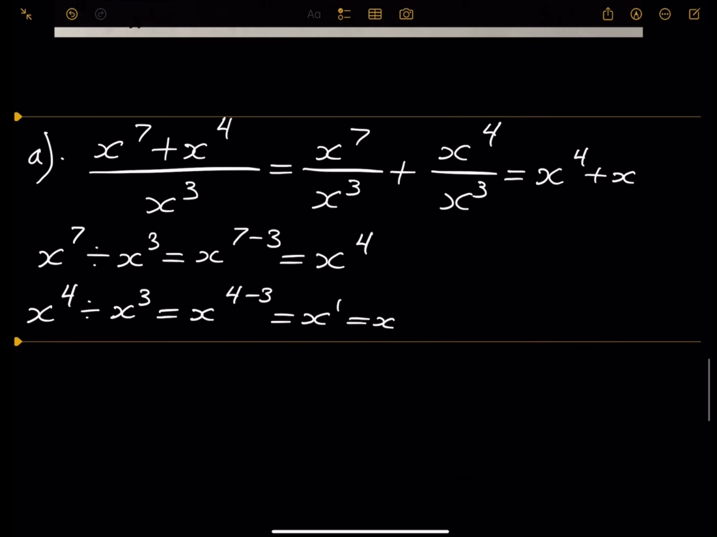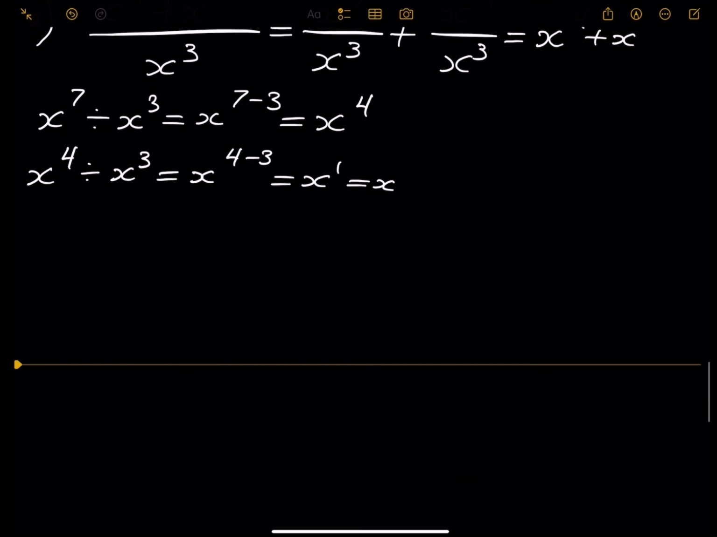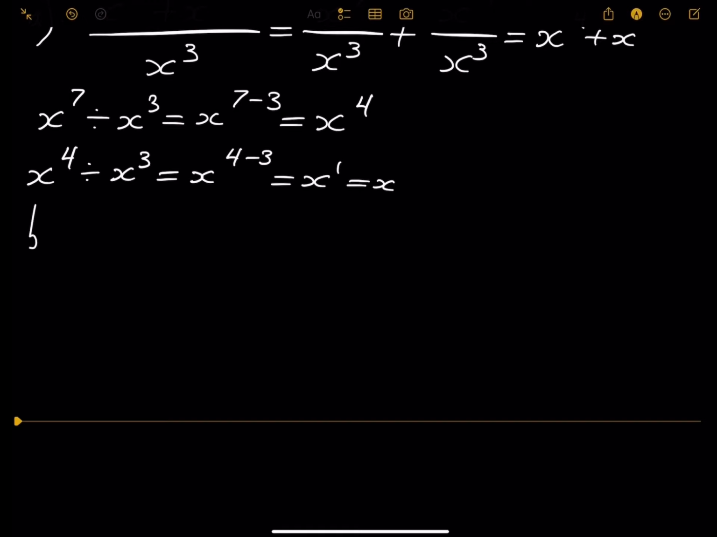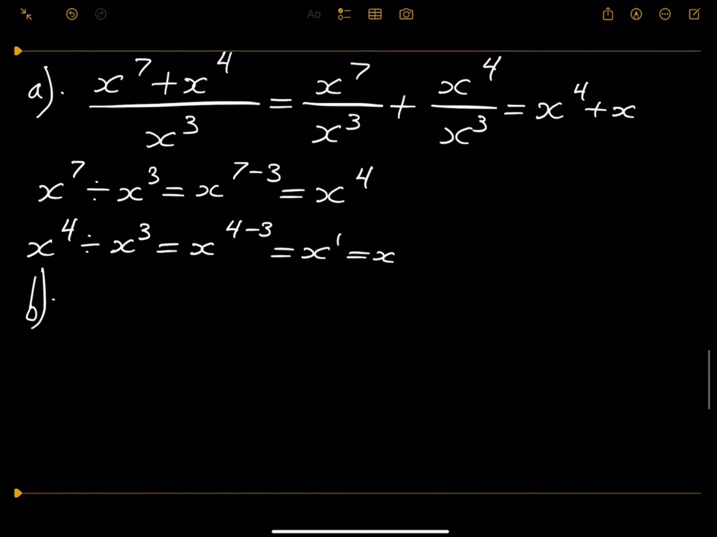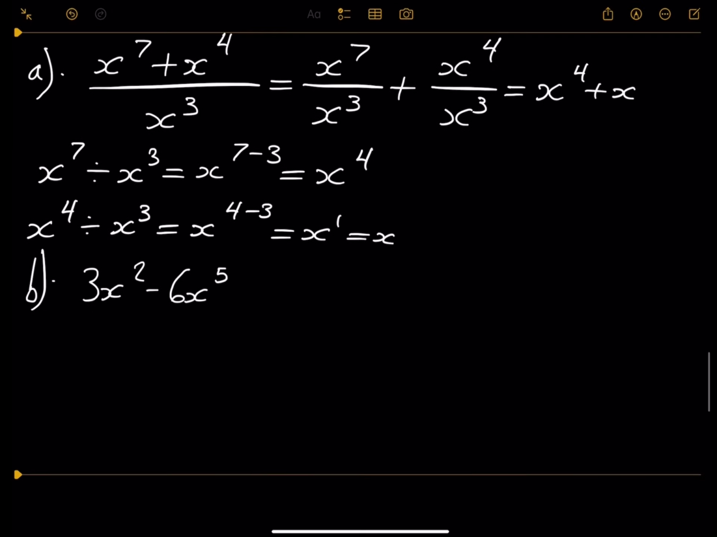Okay, now for part B. We've got 3x squared minus 6x raised to the power of 5, all divided by 2x. Okay, and we can split this up as we did before.